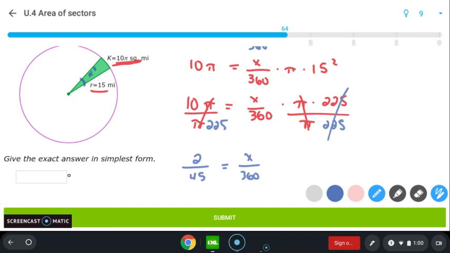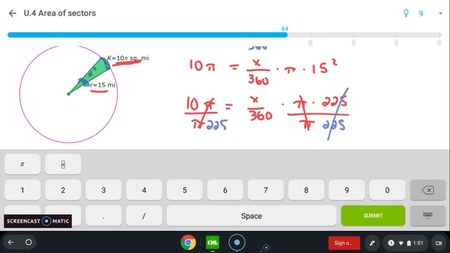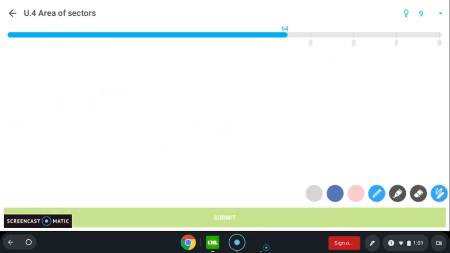Our final step is going to be to multiply both sides by 360. Those cancel out. And now we can type that into a calculator. 2 divided by 45 times 360. And we end up with 16. So we have x equals 16. That would be this arc measure, or the central angle. But here we just get the answer is 16.